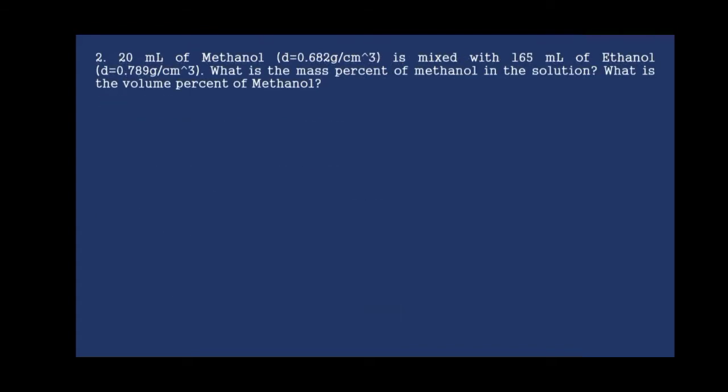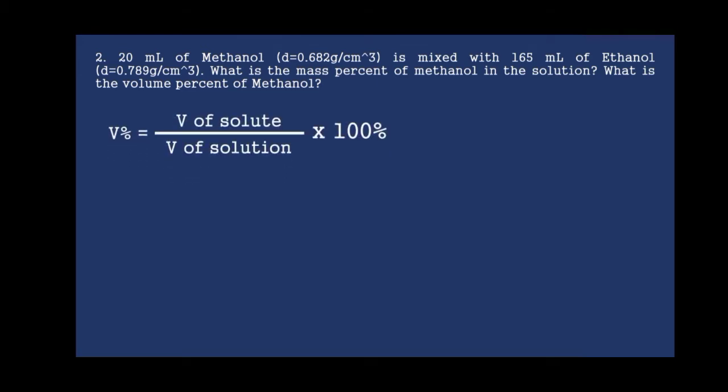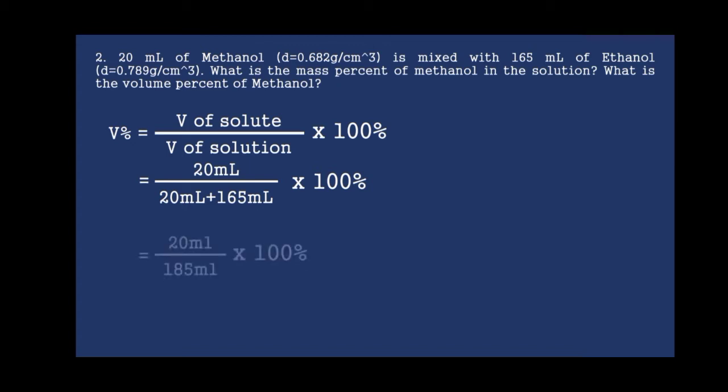in solution. So number 2 question, 20 ml of methanol is mixed with 165 ml of ethanol. What is the mass percent of methanol in solution, and what is the volume percent of methanol? Since milliliters are more indicated in the given, we're gonna find the volume first, in which the volume percent is equal to volume of solute over the volume of solution times 100%, which is equal to 20 ml over 20 ml plus 165 ml times 100%, which is equal to 20 ml over 185 ml times 100%, which is equal to 10.8%. That is the volume percent of methanol.